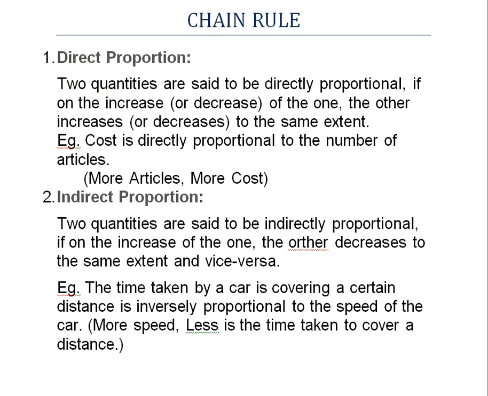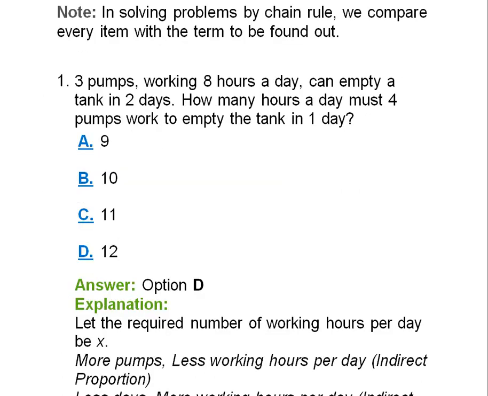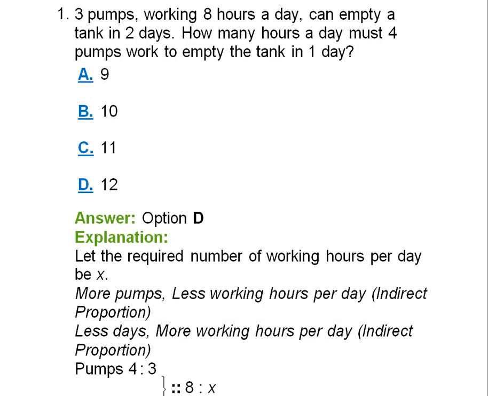So there is a note provided here. In solving problems by chain rule, we compare every item with the term to be found. Okay, so let's see. Three pumps working 8 hours a day can empty a tank in 2 days. How many hours a day must the pumps work to empty the tank in 1 day? So we will consider the required number of working hours per day to be x. According to the question, more pumps, less working hours per day, so that is indirect proportion. Less days, more working hours per day, indirect proportion.